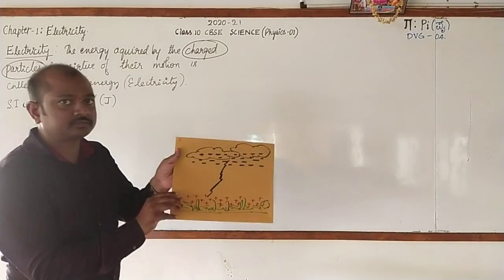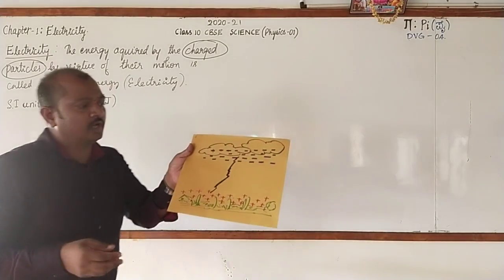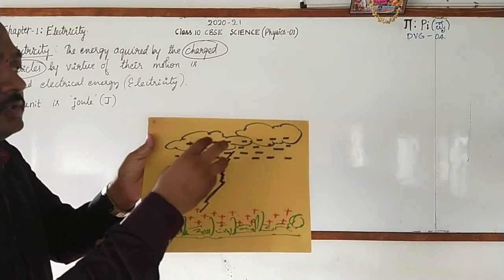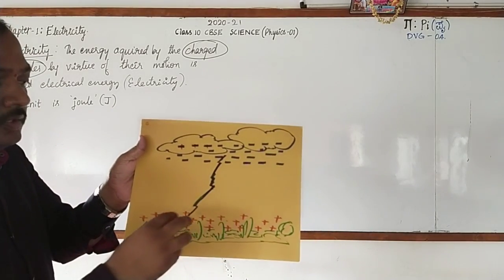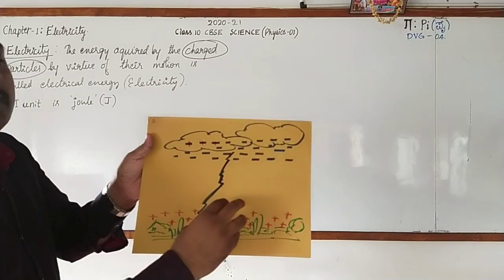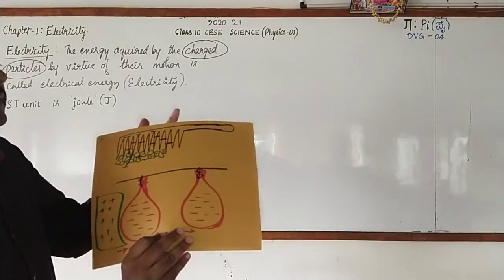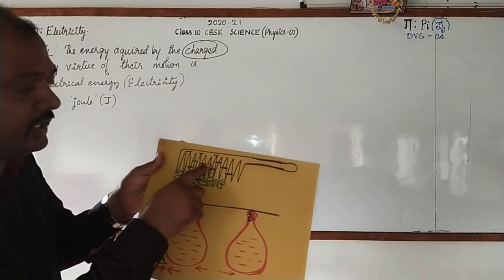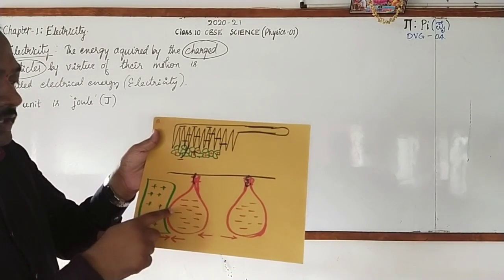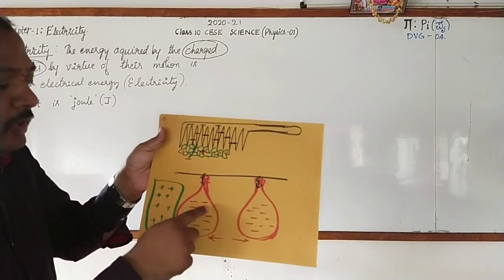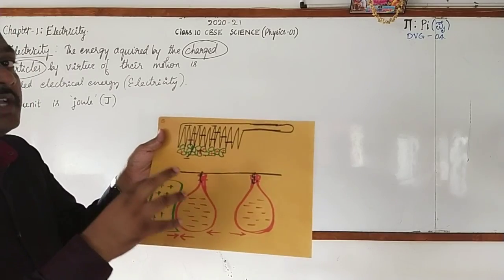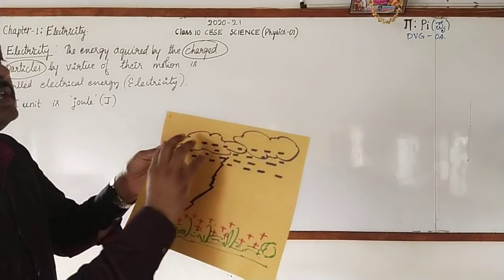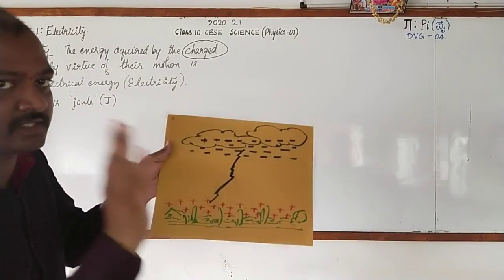Observe here. You can observe that here the friction between two clouds, the charges are obtained. The friction on the ground, the charges are obtained. Here the friction between the comb with the dry air, the charges are obtained. Here also, when an inflated balloon is rubbed with the woolen, the charges are obtained. But in all these cases, the charges are at rest.